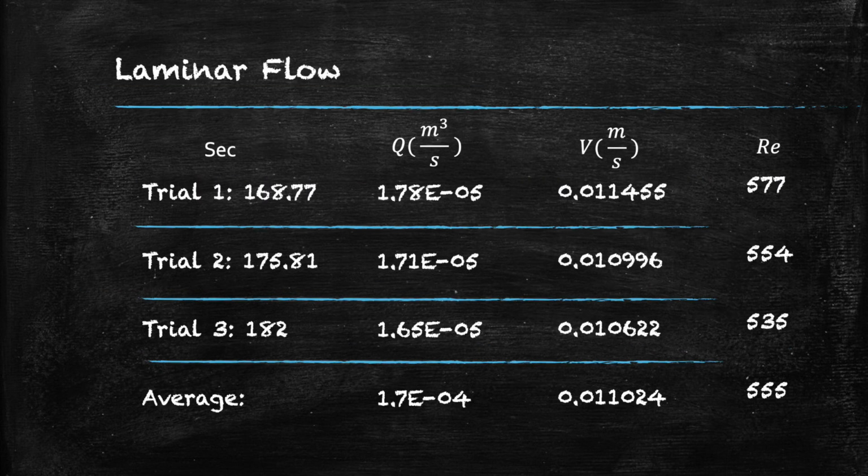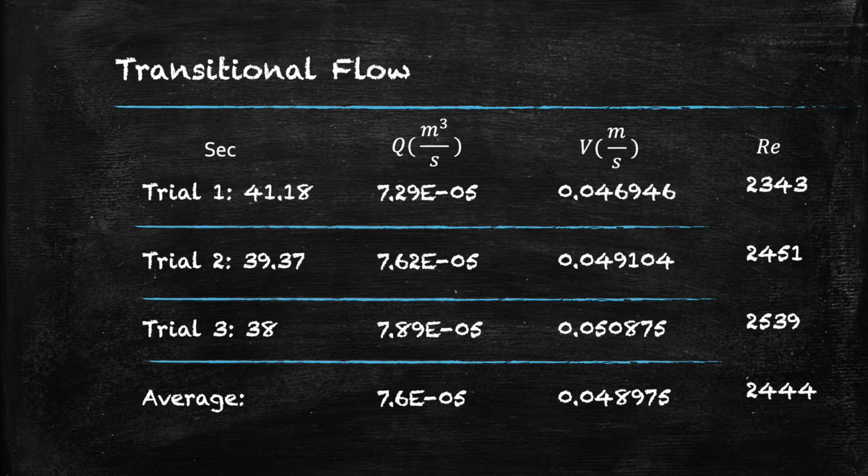For laminar flow, our first trial took 168 seconds, and the Reynolds number is 577. For trial 2, it was 175 seconds, with its value being 554. Trial 3 was 182 seconds, with the Reynolds number being 535, with the Reynolds number averaging out to 555. For transitional flow, the trial time took 41 seconds, with the Reynolds number coming out to 2,343.